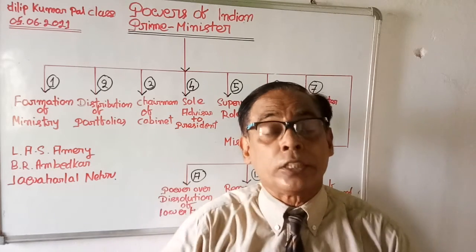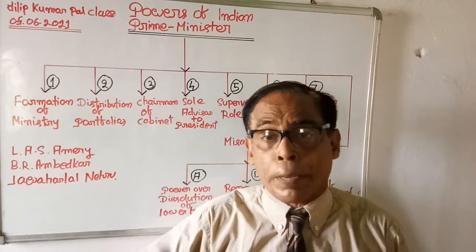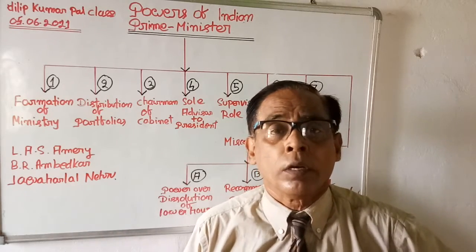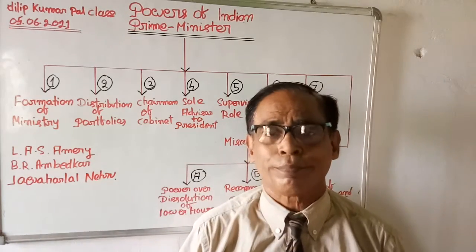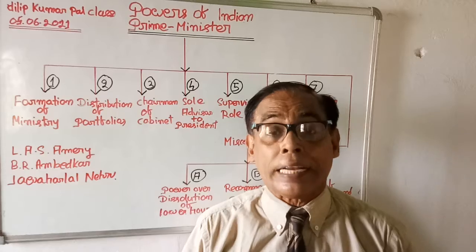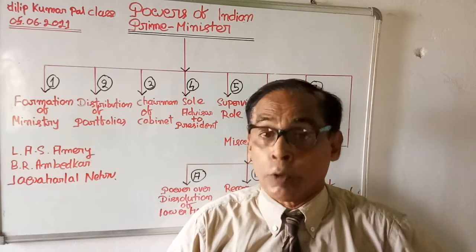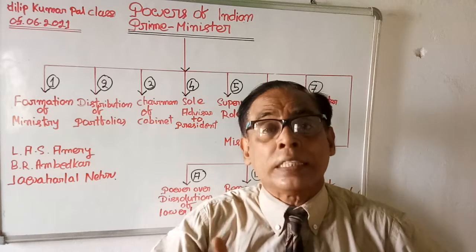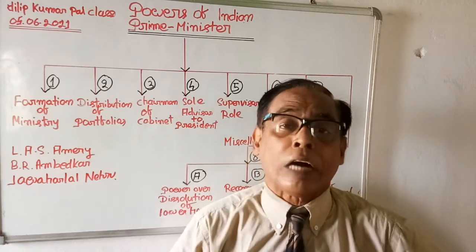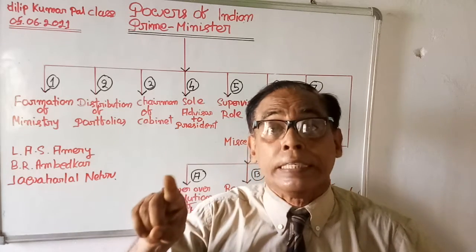If the Prime Minister does not intimate the President about various matters of administration, the President cannot know anything about the administration. That is why Article 78 says three important things. Number one, 78 clause 1 says, once a decision is taken by the Council of Ministers, the Prime Minister intimates it to the President.